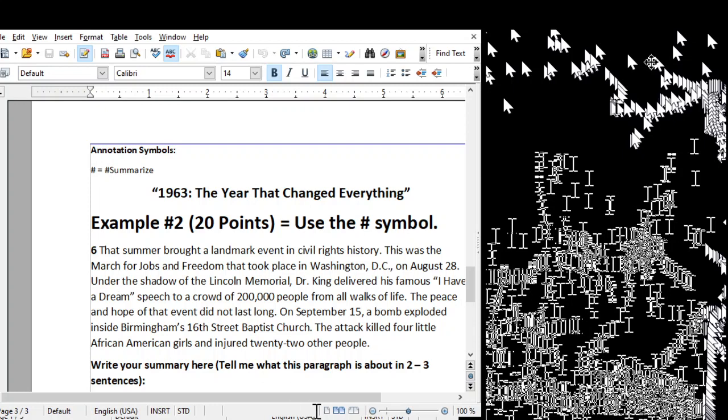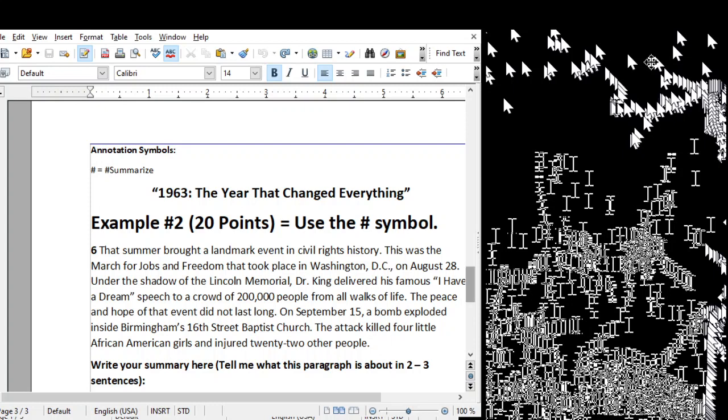So in this paragraph, you're only using 1 annotation symbol, and that's the hashtag, which means you're going to summarize this entire paragraph. This entire paragraph, I want you to put it in your own words in 2 to 3 sentences. That's what you're doing for example number 2. That's the conversation you're going to have with this paragraph. You're going to read this paragraph and you're going to say to this paragraph, basically, paragraph, what you were saying was, and then you're going to type that out.